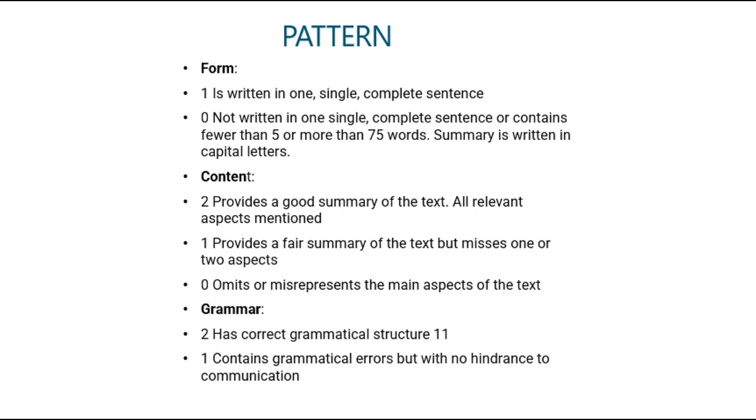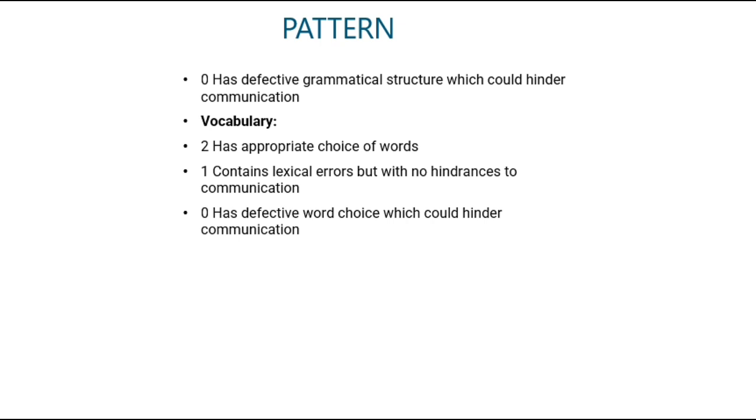Then grammar: correct grammatical structure 2 points, contains grammatical errors 1 point. Defective grammatical structure 0 points. Then we have the vocabulary, appropriate choice of word 2 points. Errors but no hindrance to communication 1 point. Defective word choice 0 points.